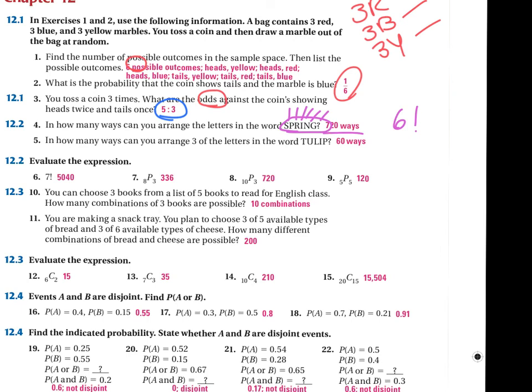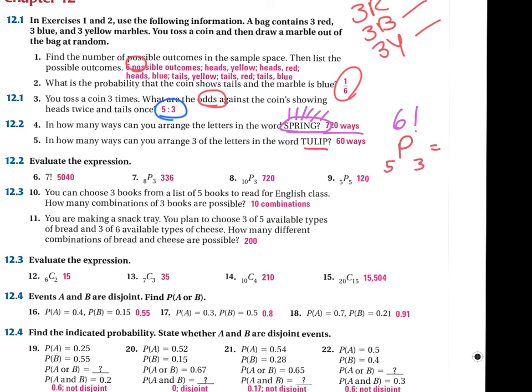So 6 factorial is just 720. In 5, it's asking how many different ways you can arrange 3 of the letters. So this is a permutation taken so many at a time. So this would be the P. Tulip has 1, 2, 3, 4, 5, and you want to do it 3 at a time.